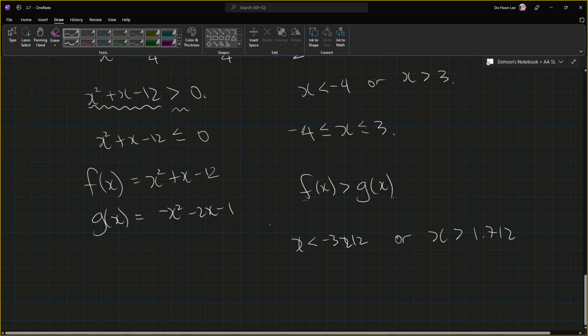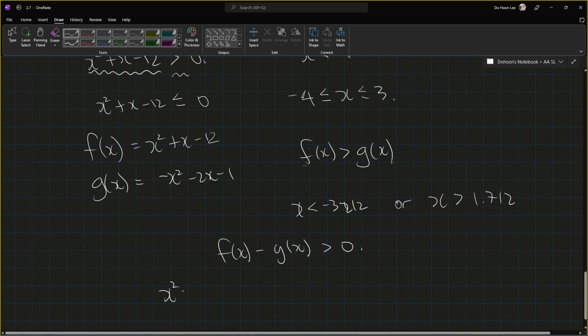Another way is to solve it analytically by rearranging the inequality as f of x minus g of x is greater than 0. Then the left-hand side becomes x squared plus x minus 12 minus negative x squared minus 2x minus 1, which is greater than 0. Thus it becomes 2x squared plus 3x minus 11. Then we can solve this like the inequality question that we have tried just before.